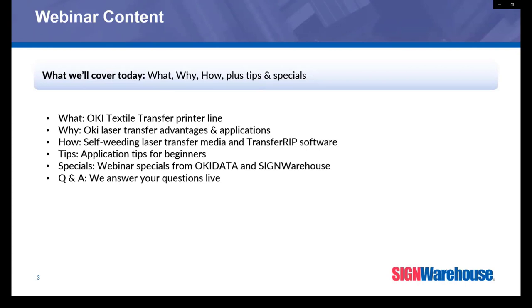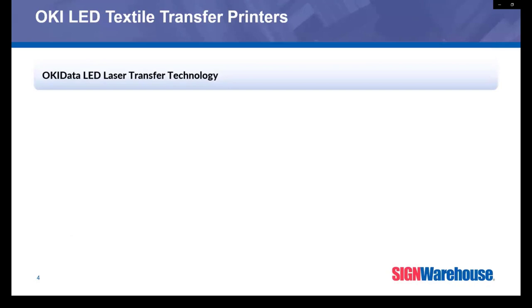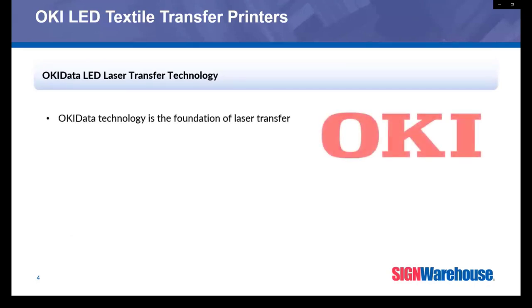Let's start with the what question and talk about what these printers are and what makes Oki Data textile printers special. Laser transfer garment decoration has been around for about 7 years now, and the entire industry has been built on Oki Data LED printing technology. Some of you will remember the Go Uno, which we sold for several years. That was the first printer to combine Oki LED print engines with self-weeding laser transfer paper. From there, the industry has seen tremendous growth with a variety of more advanced transfer printers, including those with white toner.